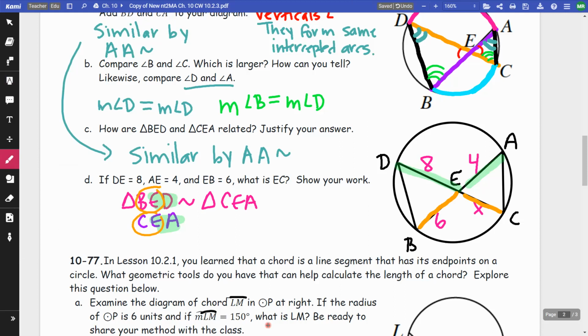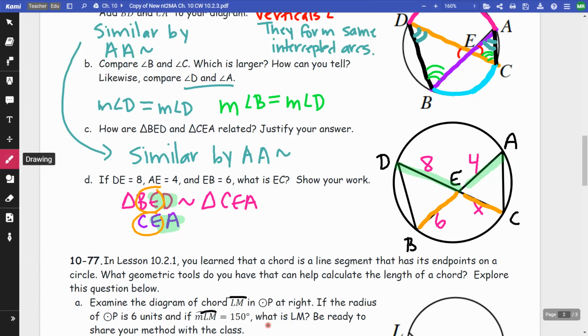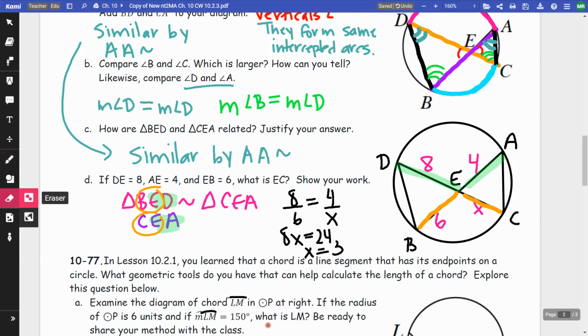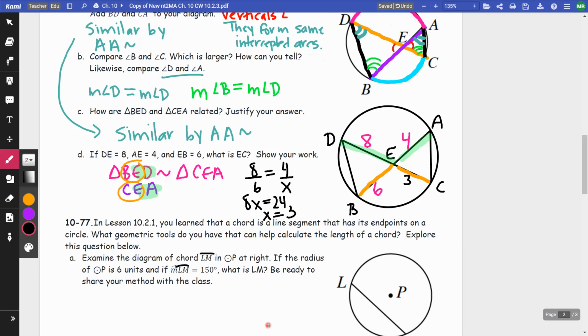So what I know is I need to figure out using proportions what CE is going to be. So when I do that, I'm going to take, let's say, 8/6 equals 4/x. That's one proportion I can set up. So I'm going to get 8x is equal to 24. So I get x is equal to 3. So in this situation, this x right here is going to be a 3. So that's what EC is.